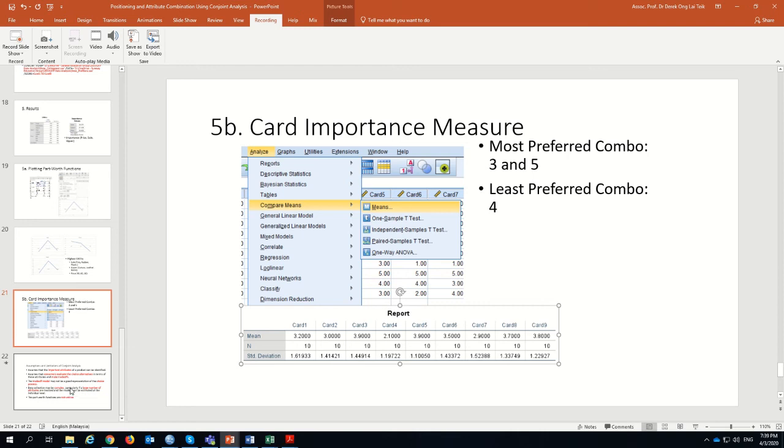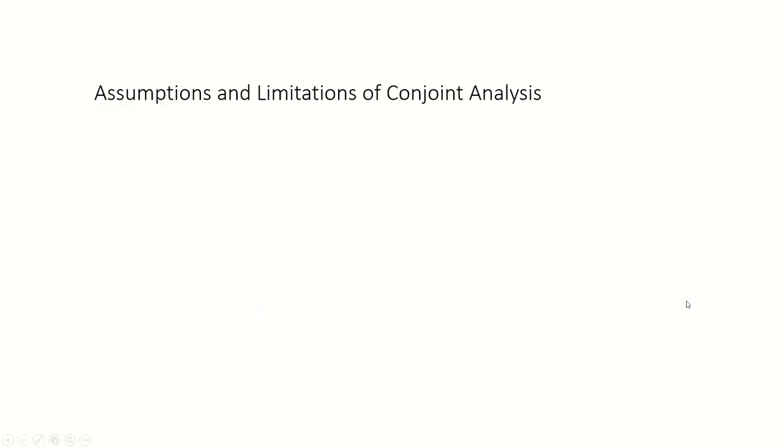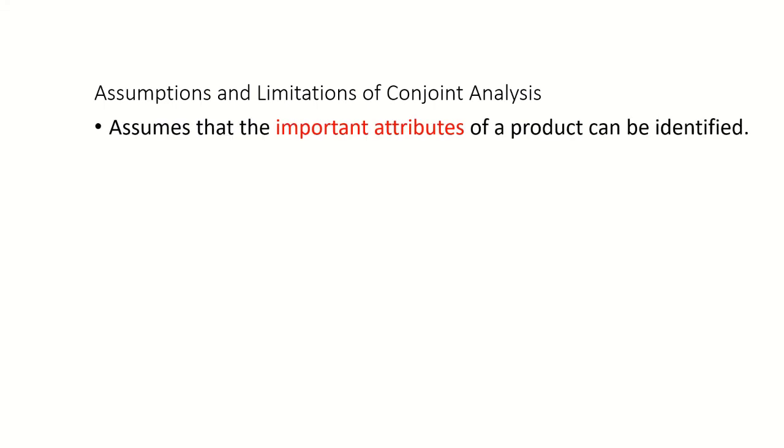Lastly, before I leave you, I must tell you some of the assumptions and limitations of conjoint analysis. It may look simple, especially if you're looking for combinations, but there are certain limitations. So, firstly, conjoint analysis assumes that the important attributes of a product can be identified. In actual fact, most of the important attributes may not be fully realized unless you create different sets of orthogonal designs.